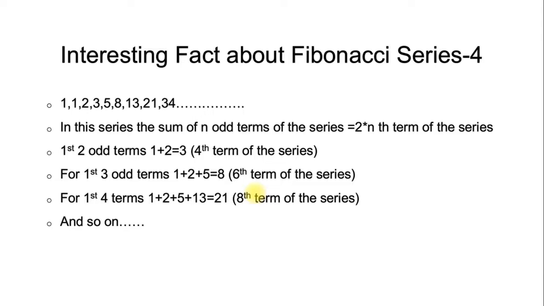This is the fourth interesting property that I found, and it's quite interesting. In this series, the sum of the first n odd terms of the series is equal to the 2nth term of the series. What does it mean? The first odd term is 1, and the second odd term, the third term, is 2, so 1 plus 2 equals 3.